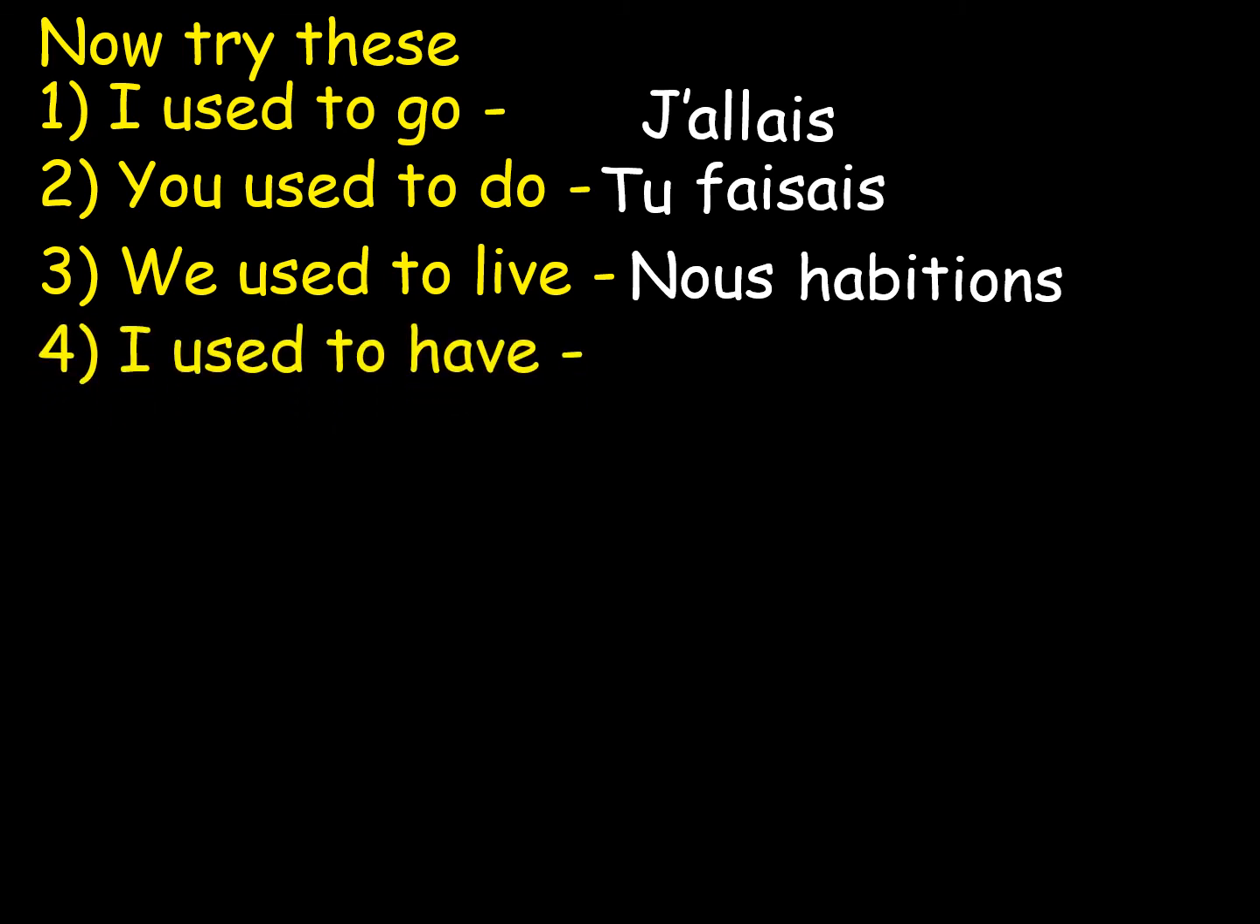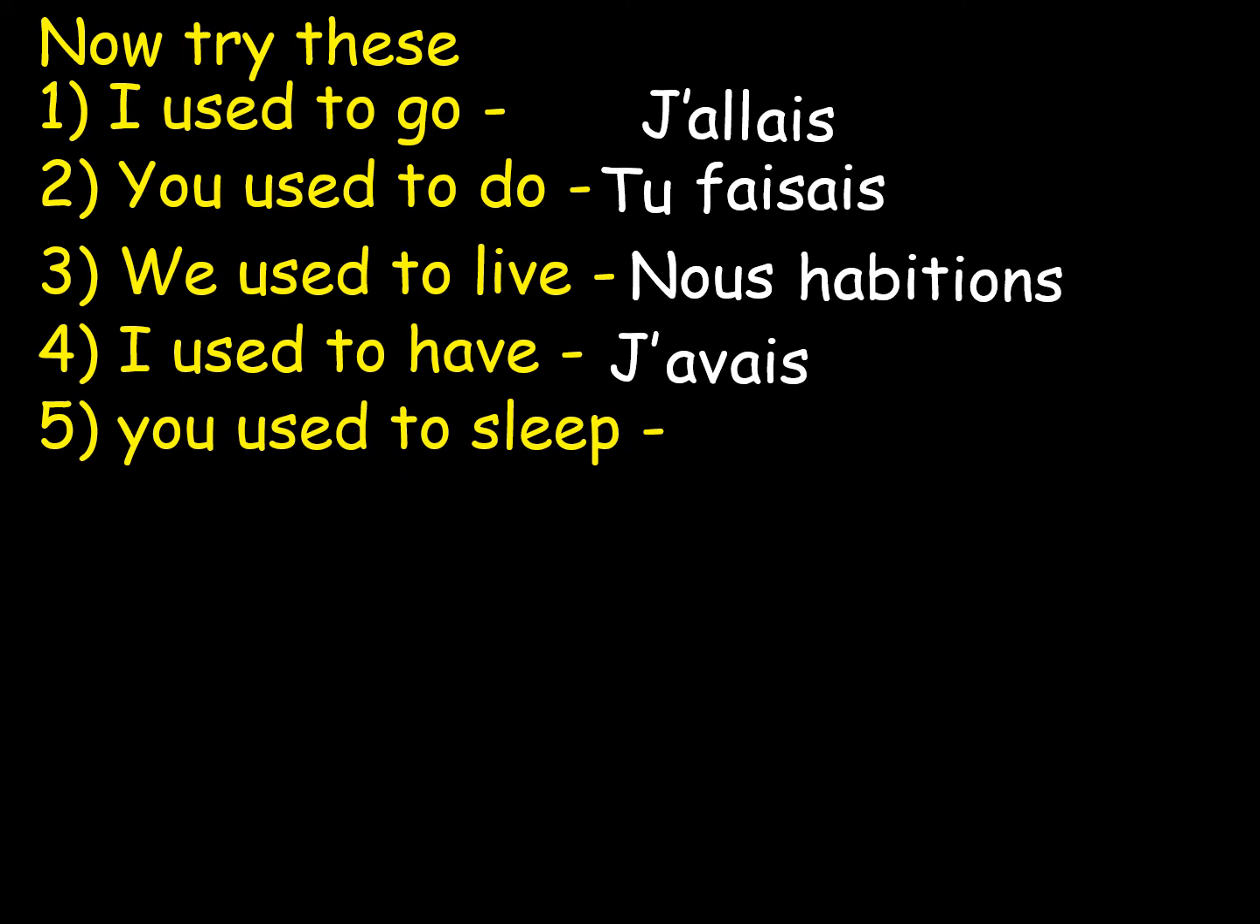Next, I used to have. So the first thing we need to do is find out how do we say we have in just the present tense first of all, and that would be avons. We drop off the ONS, and then we're left with our stem, av, and then we can add on different bits. So we've got je at the start, and AIS is the ending, because that's the ending for the imperfect tense. So j'avais is I used to have, or I had, I suppose, as well.